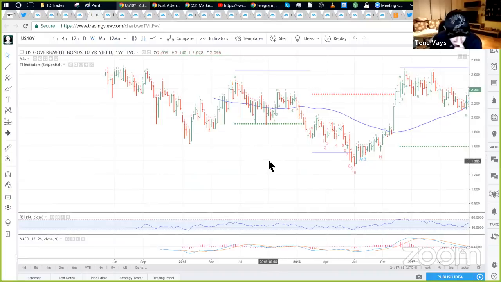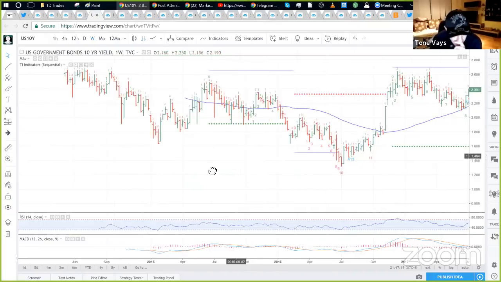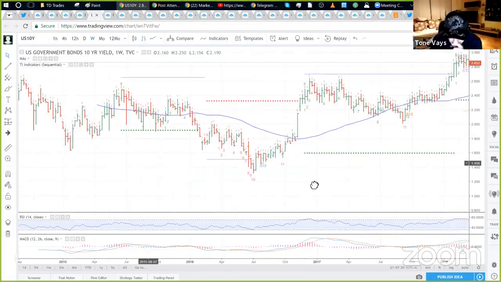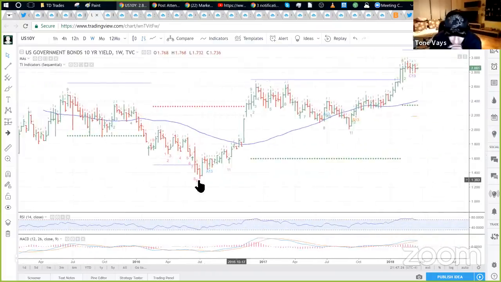Is that all my data? Where's the rest of my data? I gotta get some good yield data. Yeah, so yields bottomed last year. This is the 10-year yield, guys. And here's the thing. I'm going to be watching yields because, and here's why yields are so important. Actually, we're going to talk about that in a minute.